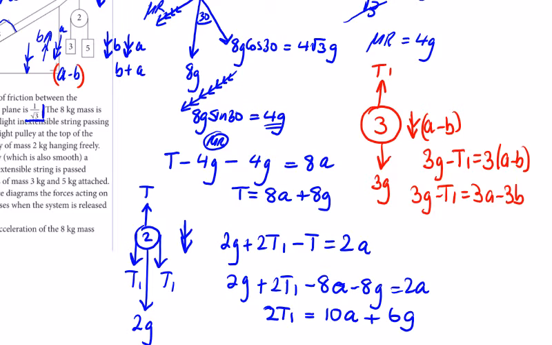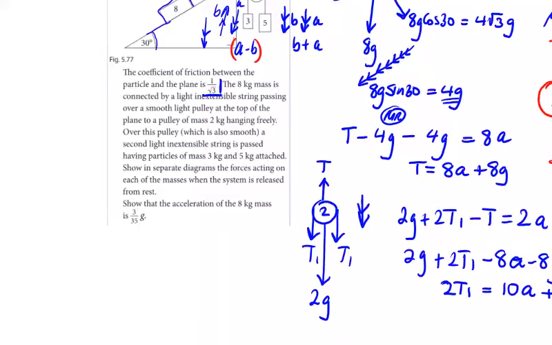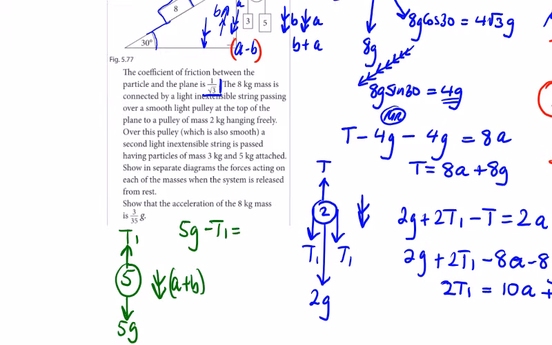So my 5, now I'll bring my equations together. My 5, T1, 5g, acceleration down with A plus B. So I get 5g minus T1 is equal to m times a. Multiply it out to get 5g minus T1 is equal to 5a plus 5b.